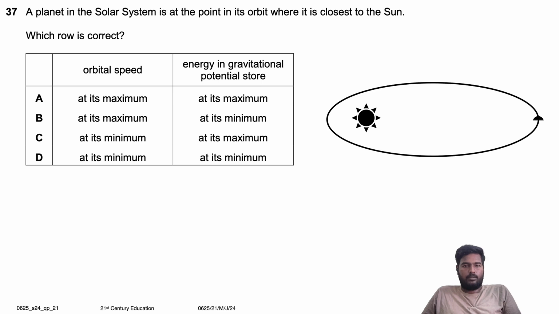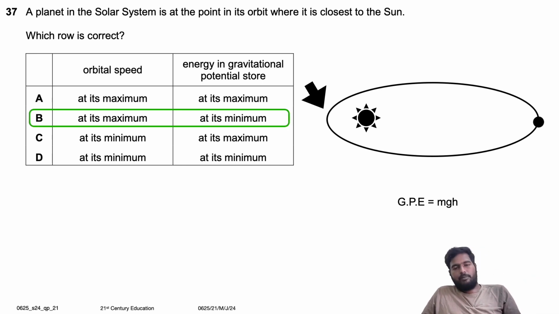We can see one more time, maybe no need. Kinetic energy is half mv squared. So kinetic energy will be maximum at that point and potential energy will be minimum, because potential energy depends on mg into h, the distance from the sun. So that's lowest, so it will be lowest at that point. Okay.